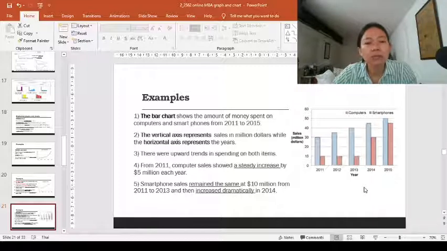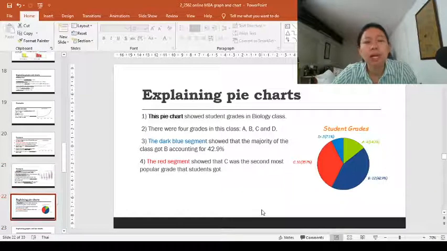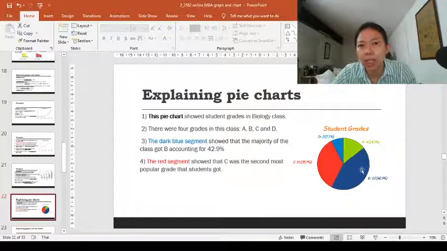And next we are going to explain the pie chart together. The pie chart is a bit different from the line graph and the bar chart because it doesn't show the movements or the trends. So in the pie chart, we talk about the market shares or the relative size of data in each section. So whenever you're going to explain the pie chart, you're going to explain each section.